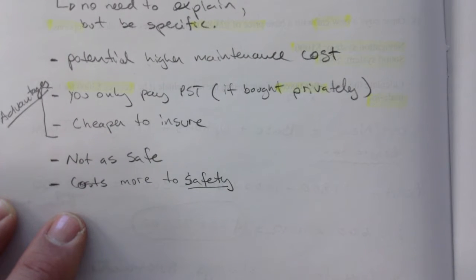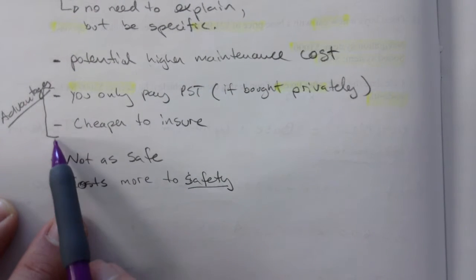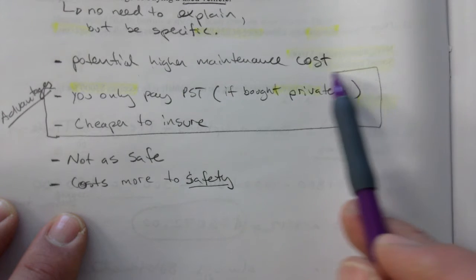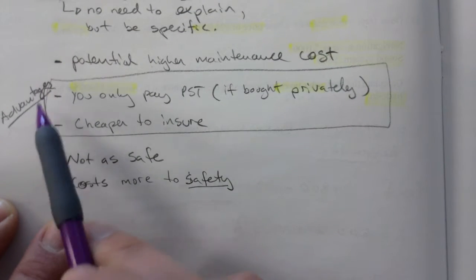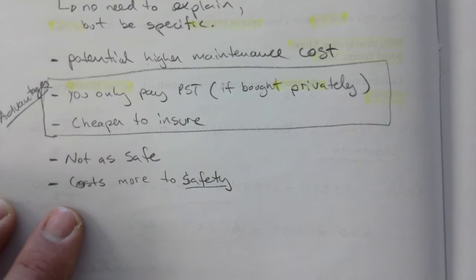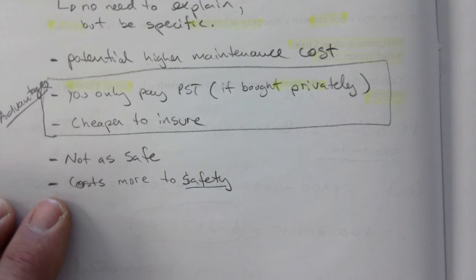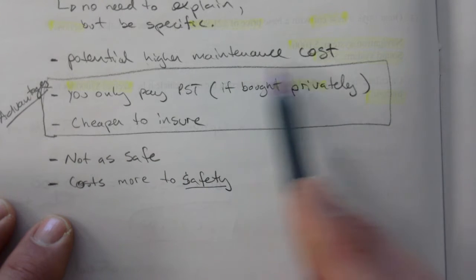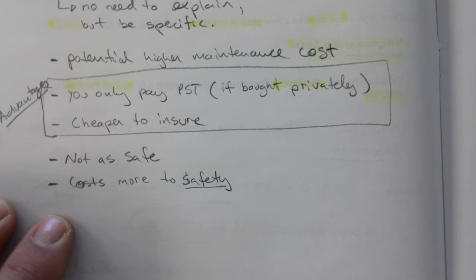Okay, so there you have it. Make sure you label this as advantages. Disadvantages would be cost more to safety, not as safe, potential higher maintenance costs. So read carefully, I guess that's what I'm trying to say here. Trying to think of more disadvantages, but I think that covers it.